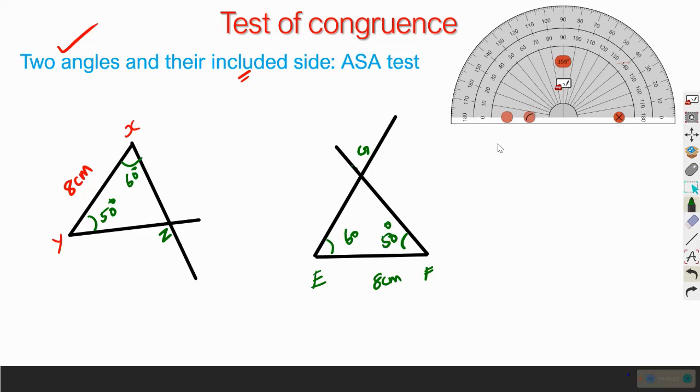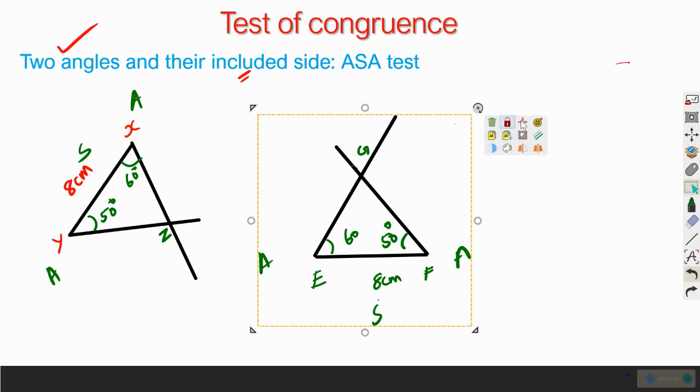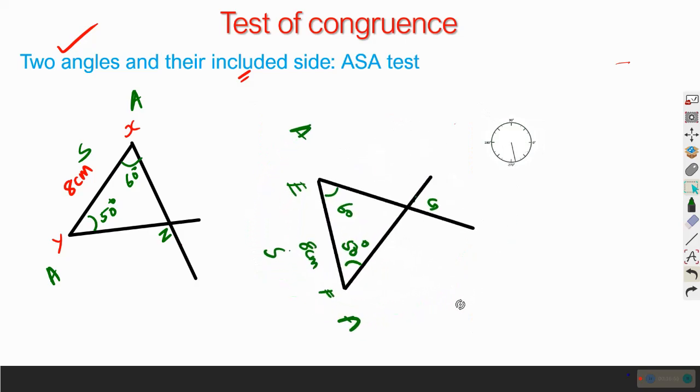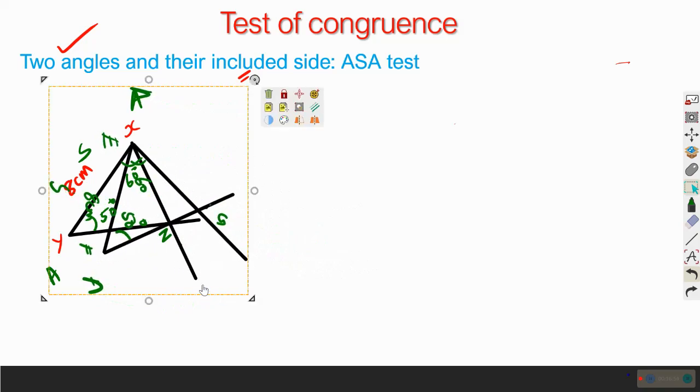Now these two triangles are congruent. This is one angle, this is side, this is another angle. Angle 60, side 8 centimeter and another angle 50. Both are congruent, and there is no other way left than these two triangles to be congruent. Let me try whether I can make use of the digital tool here to prove that. Let me just try. I am just experimenting, like you, whether it is possible or not, whether both are matching here.